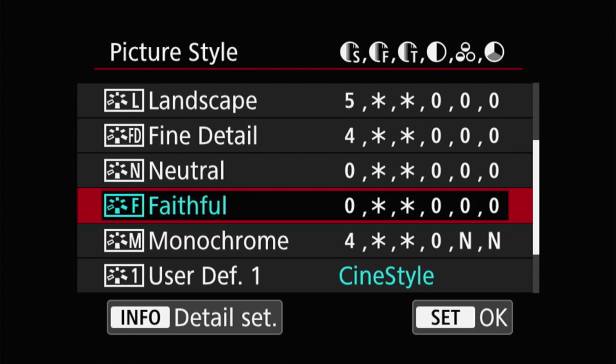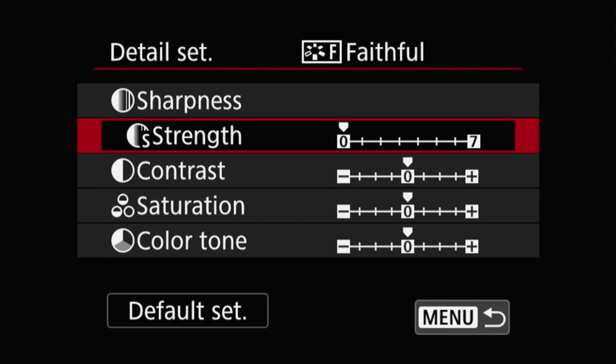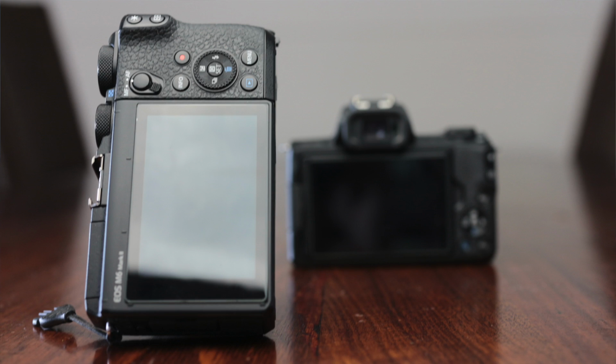And because the M6 Mark II has 4K, I've never really used the 1080p on it. But I did have somebody request, because a lot of people use 1080p strictly for a couple reasons. One is because it's all you really need for most YouTube videos. Two is because it's easier to process on your computer. Three is because it takes up less storage space.